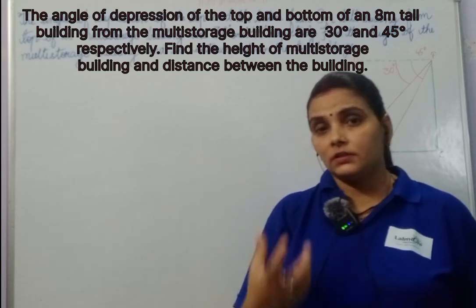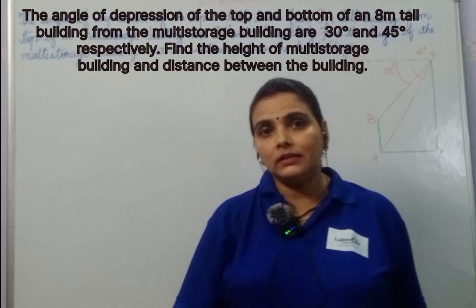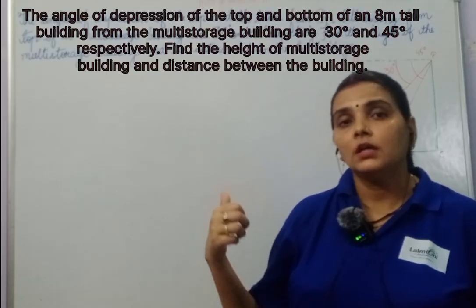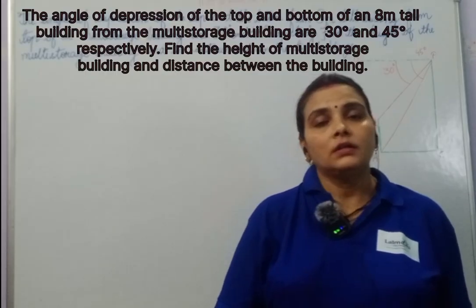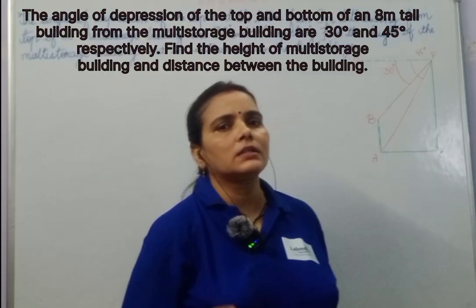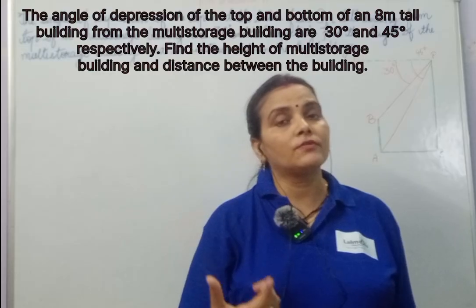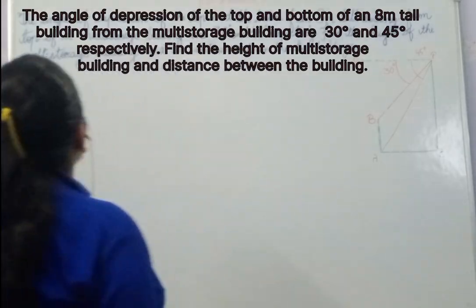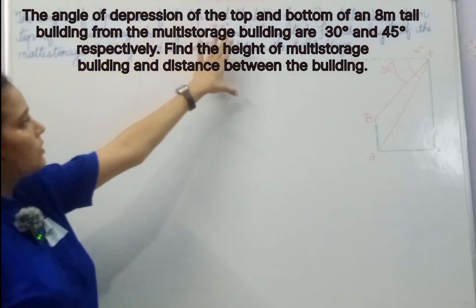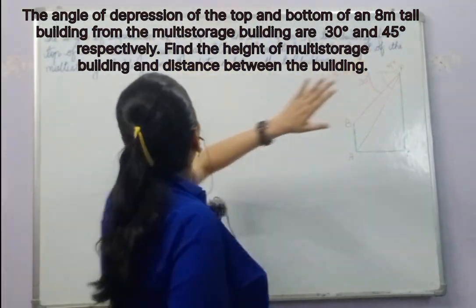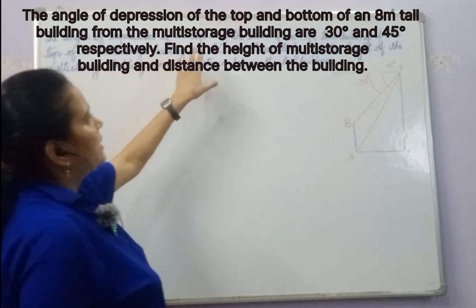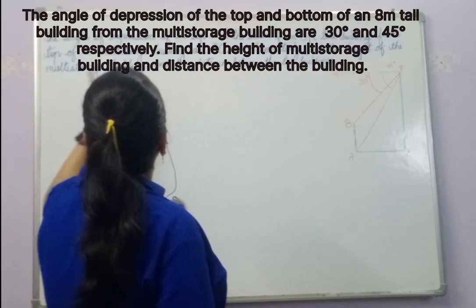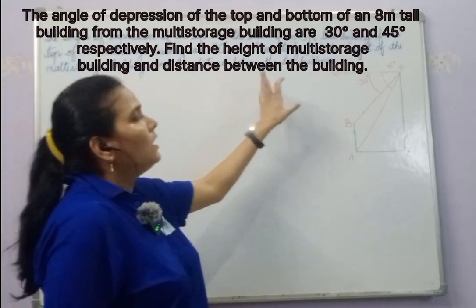The question I have taken for discussion is from class 10th, from the chapter Some Applications of Trigonometry, and the topic is Angle of Depression. In a simple way, I'll explain how to solve questions on angle of depression. Let us see the question. The angle of depression of the top and bottom of an 8-meter tall building from the top of a multi-storey building are 30 degree and 45 degree respectively. Find the height of the multi-storey building and the distance between the two buildings.